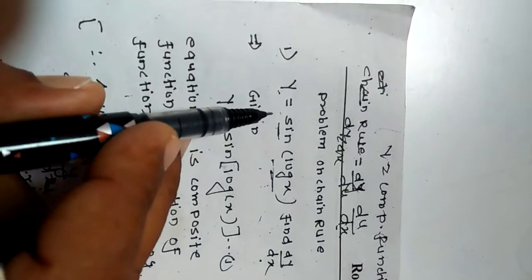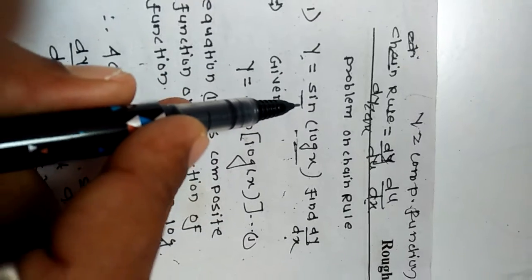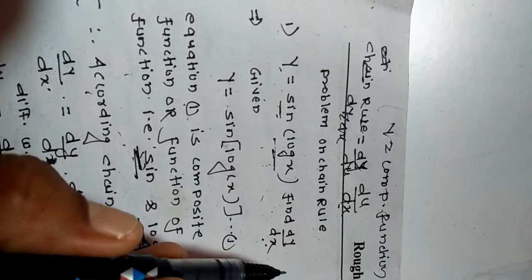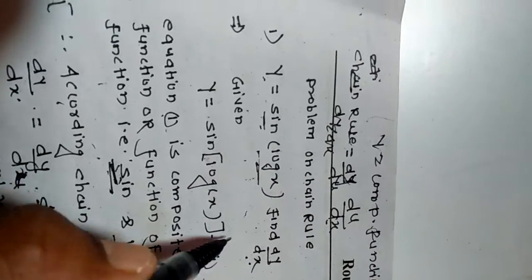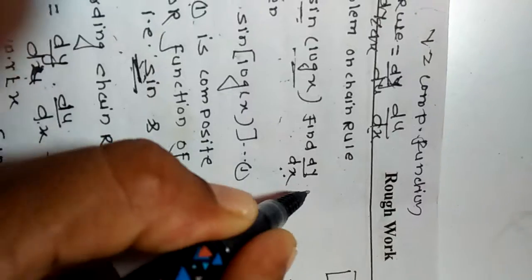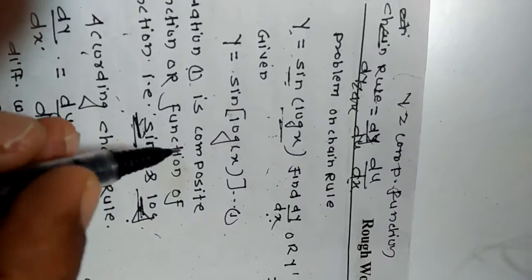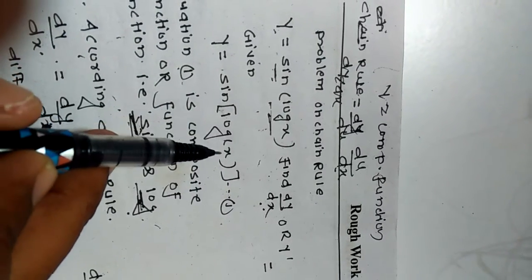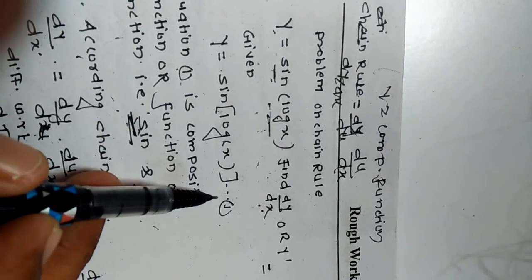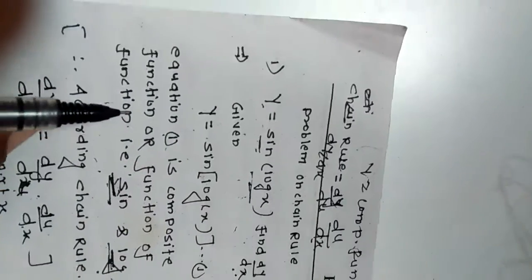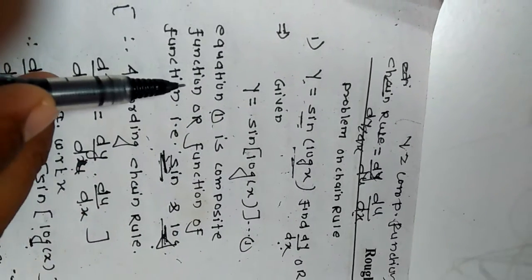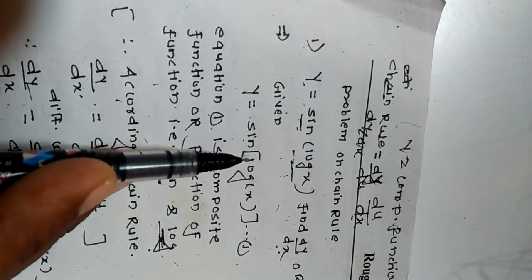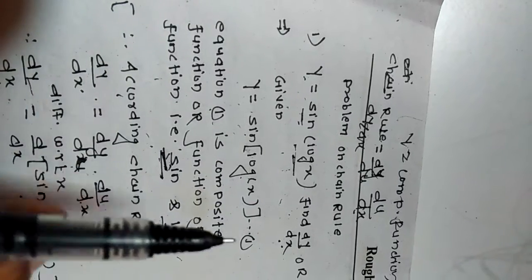This is the first problem. We are given y equals sine log x. We have to find dy by dx, that is, the derivative, or y dash, which means the first derivative. Given y equals sine log x, equation number 1. Equation 1 is a composite function, a function of a function: y is a function of sine, and sine is a function of log x. These are the two functions.